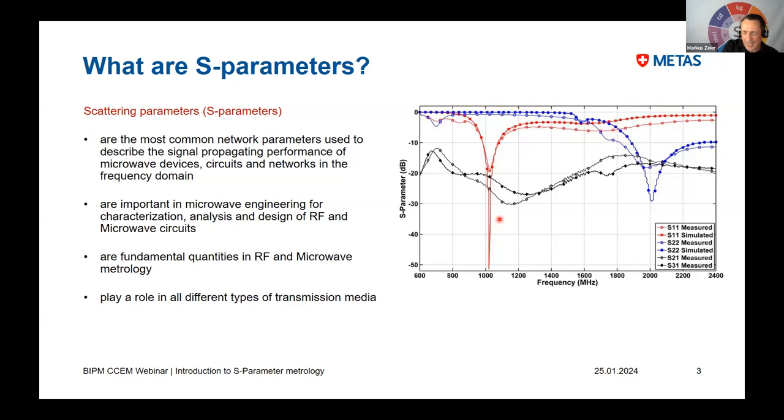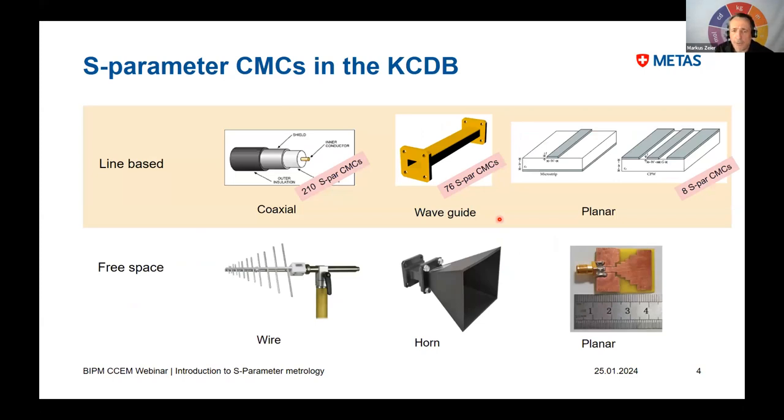And you know, there are many commonalities if we talk about transmission media, but there are also certain differences, and I don't think I can go into all the different domains here. First of all, time's too short for that, and second, I'm also not an expert in everything. So what I did, I looked up in the KCDB how many CMCs are published for S-parameters, and as you can see, I've distinguished here between free space and line-based systems. There are no S-parameter CMCs published in the KCDB for free space.